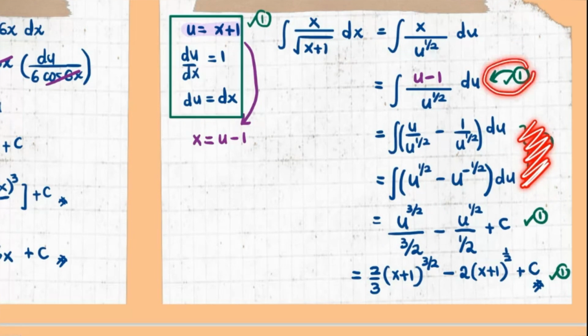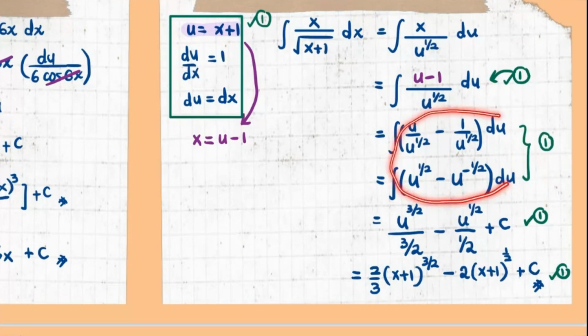Daripada sini ataupun dia akan tengok as long as everything in terms of U ni, dia kira ini sebagai satu markah and then integrate dapat markah akhir. Okay, so boleh dapat 4, boleh dapat 5 markah.